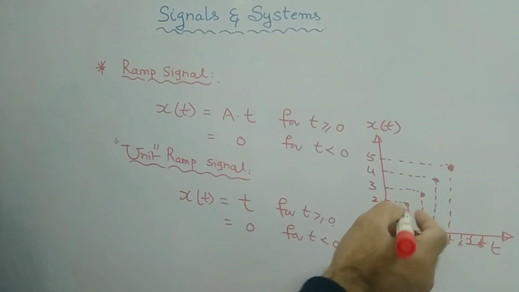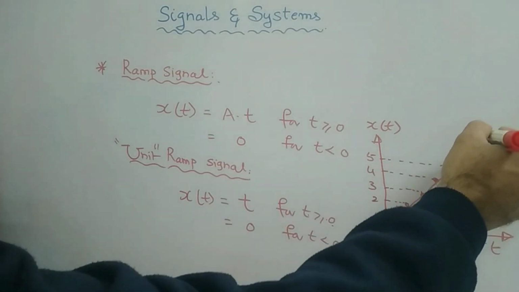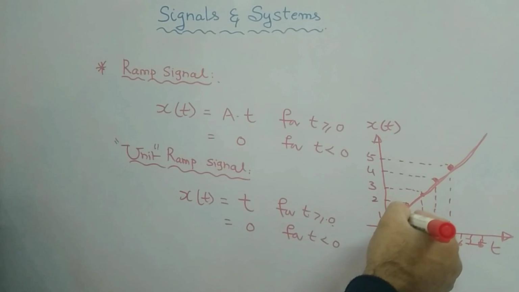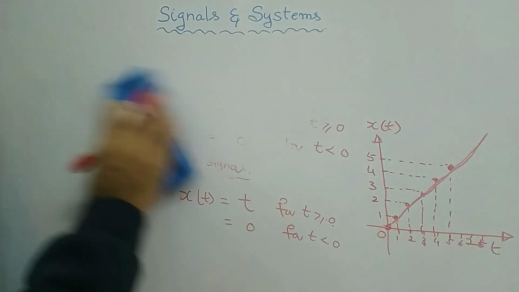If you combine all these points, you will get this kind of graph. Actually, it is a straight line like this. This is the ramp signal, or the unit ramp. So this is the definition of a ramp signal, a into t, or simply x of t is equal to t. That much you need to remember. This is what regards the ramp signal.